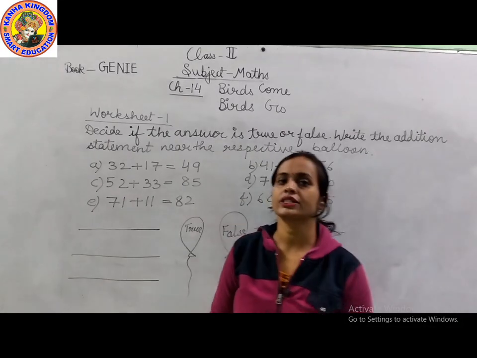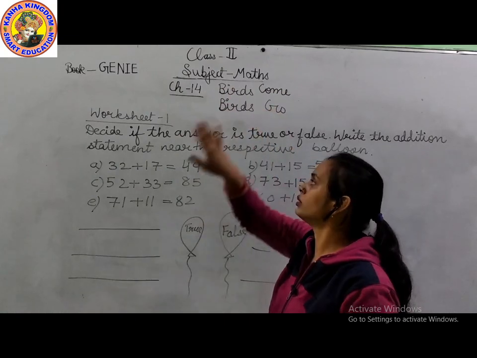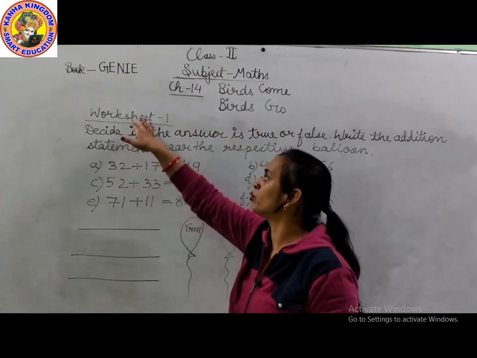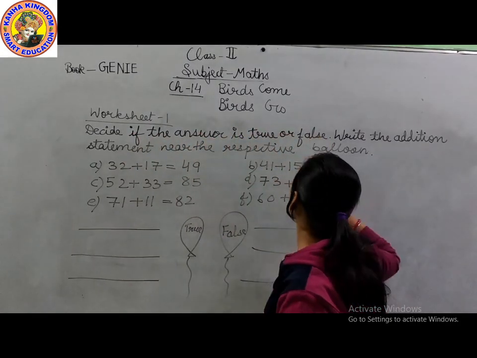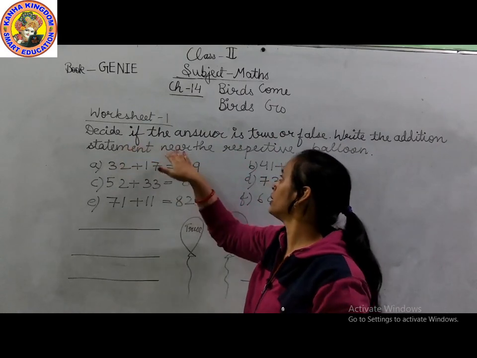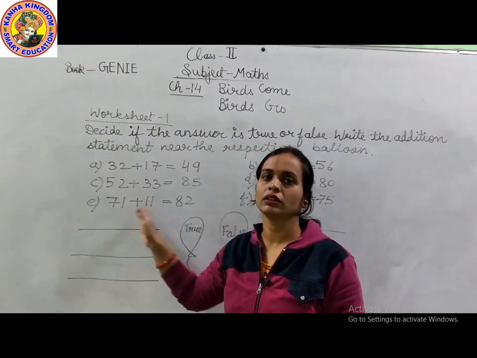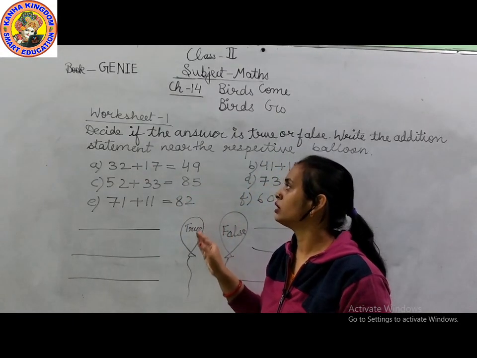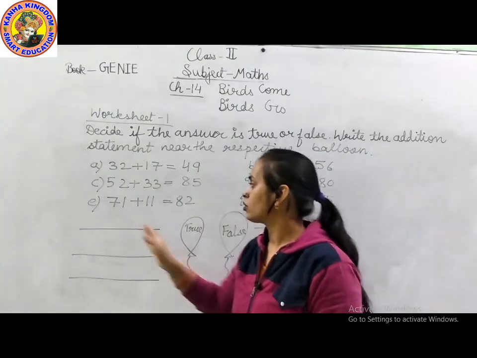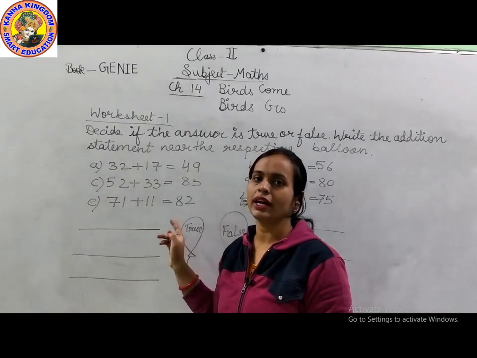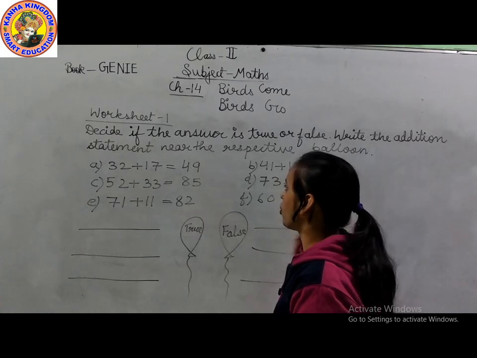Now we start our next chapter, chapter 14, Birds Come, Birds Go. In this chapter, worksheet 1, decide if the answer is true or false. Write the addition statement near the respective values. So first, you check the addition and then decide what is true and what is false. So write the correct addition in true and the incorrect addition in false.